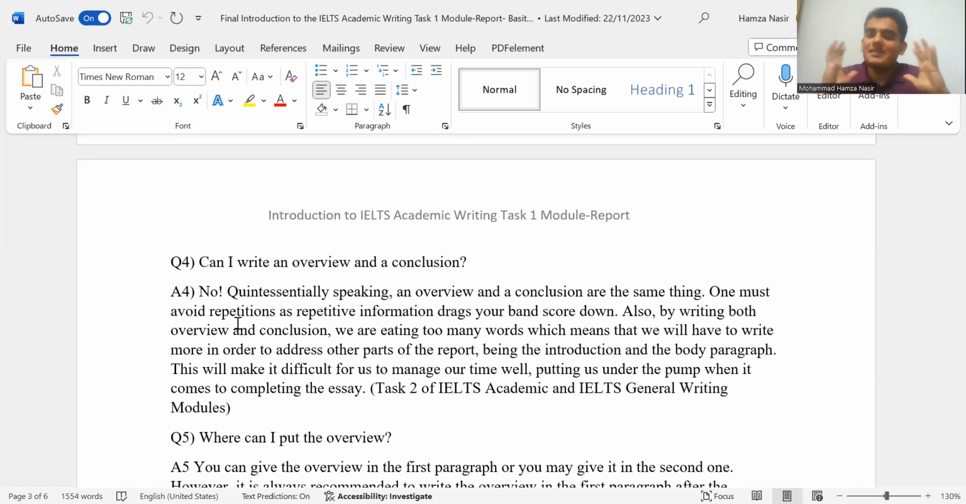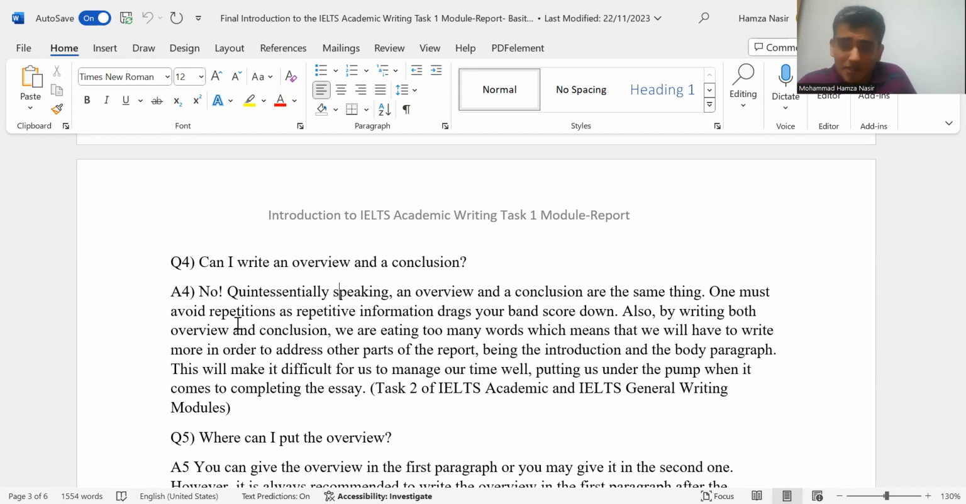You are just summarizing the main things. You're talking about the ultimate findings, the main picture, the key findings, right? So an overview is sort of a conclusion in and of itself. If you write both an overview and a conclusion, you are engaging in repetition, and that is bad. Quintessentially speaking, an overview and a conclusion are the same thing.